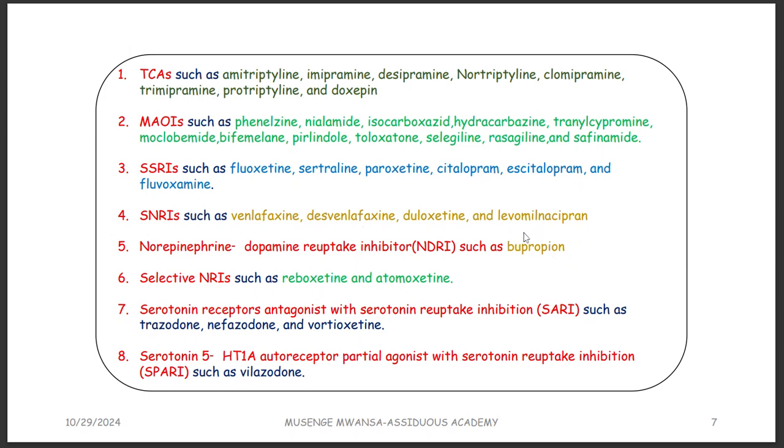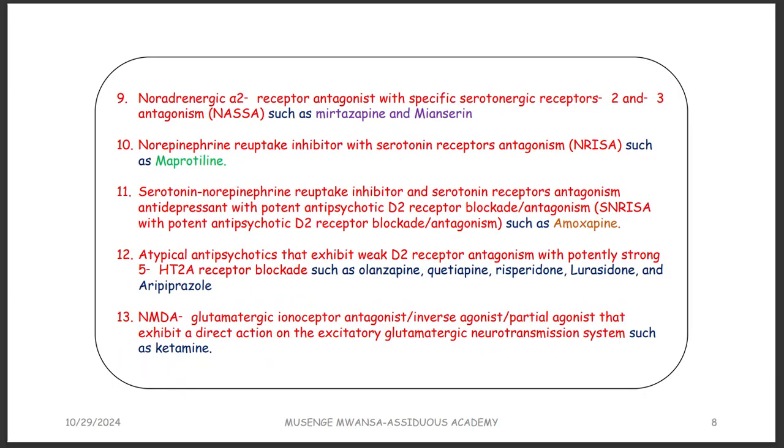But I want us also to look at bupropion, which was the only unicyclic antidepressant that we mentioned. It is a norepinephrine dopamine reuptake inhibitor. It's inhibiting both norepinephrine and dopamine. And then the selective norepinephrine reuptake inhibitor also there. Which one should I also mention? Ketamine, we can see it's a glutamate antagonist.